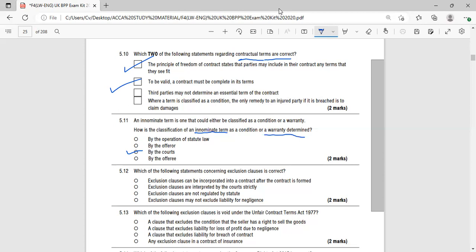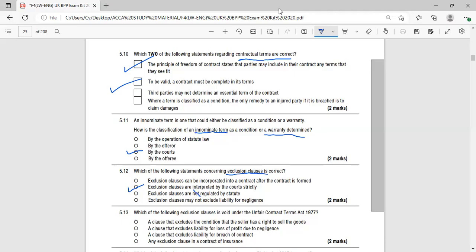Next one is, which of the following statements concerning exclusion clauses is correct? Terms not included or not part of the contract are called exclusion clauses. Now what is correct about them? Exclusion clauses are interpreted by the courts strictly. They must be incorporated before the contract is formed and are regulated by statute law. Exclusion clauses may exclude liability for negligence, but not for death or injury due to negligence. So here, the right answer is that exclusion clauses are interpreted by the courts strictly.